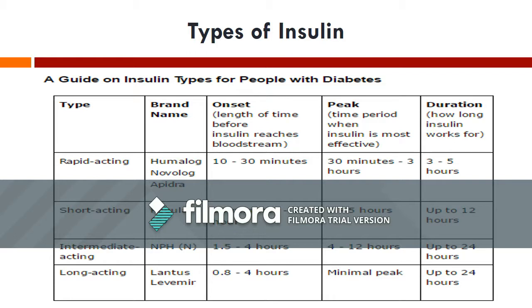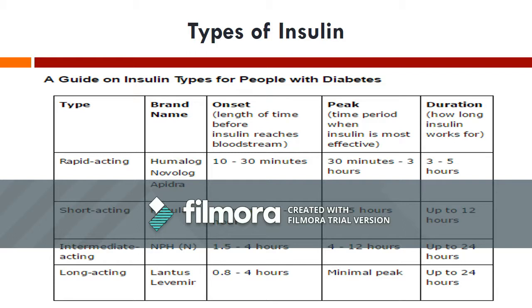The other type of insulin is the intermediate acting. We can see it in the pharmacies as NPH. The length of time before insulin reaches the bloodstream is 1 to 4 hours. The peak time period when insulin is most effective is 4 to 12 hours, and the duration, how long insulin works in the body, is up to 24 hours.